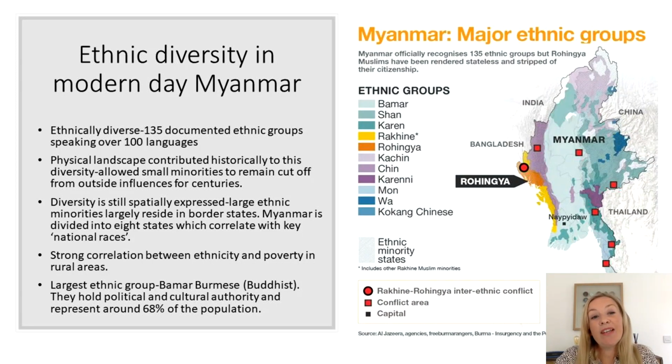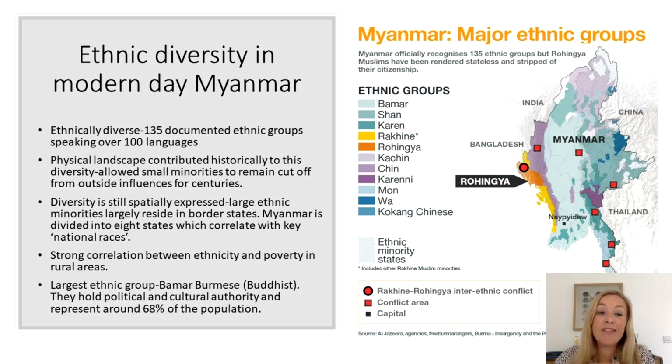Okay, so just to say some things about what ethnic diversity looks like in modern day Myanmar. So very, very diverse. It lists and documents over 135 ethnic groups, and they speak over 100 different languages. The geography is really interesting as well, because its physical geography contributes to these strong ethnic minorities. So quite a rugged country in places, and that allows small ethnic groups to survive, isolated in many regards, for centuries, and that allows them to retain their cultural heritage and their cultural traditions and practices.